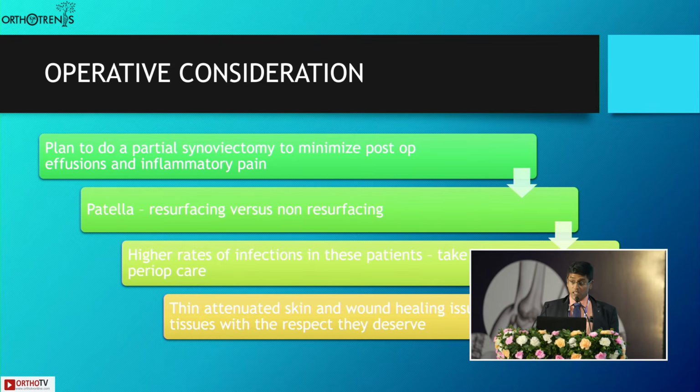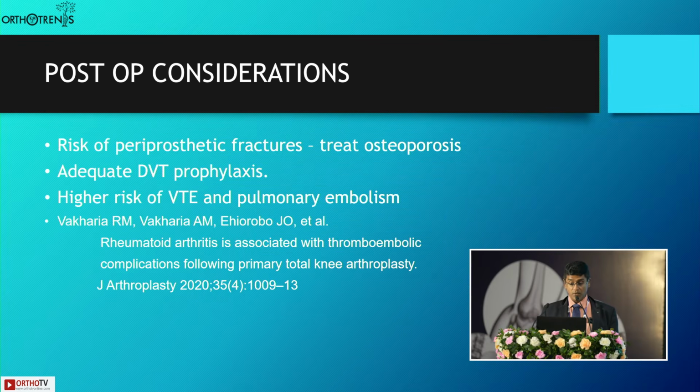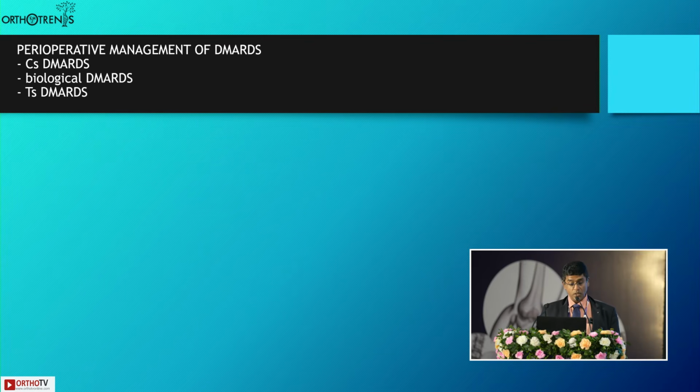Preoperatively. These patients invariably have thin, attenuated skin, and so wound healing is an issue. Handle these soft tissues with the care they deserve. There is a risk of periprosthetic fractures, so post-operatively, make sure you treat the osteoporosis if you see it. There is a higher risk of deep vein thrombosis in these patients. So these are patients where if you are an aspirin person, you would like to use something other than aspirin, including the low molecular weights.